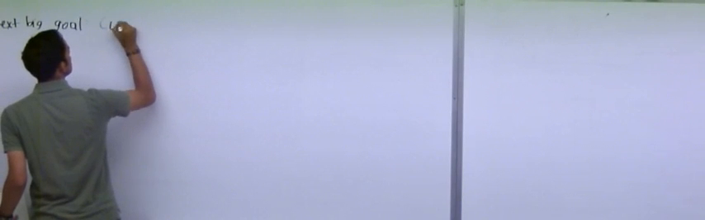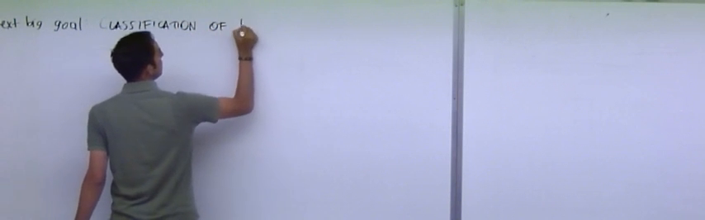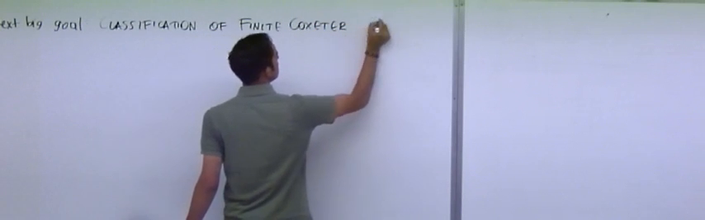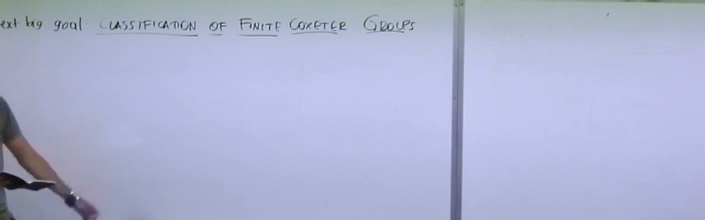So we're going to classify all the finite Coxeter groups. And as you can imagine, this is not exactly an easy task. We'll see if we can do it. But we're going to be using a lot of the theory of Coxeter groups that we've developed to actually understand exactly what are the finite Coxeter groups. Okay?